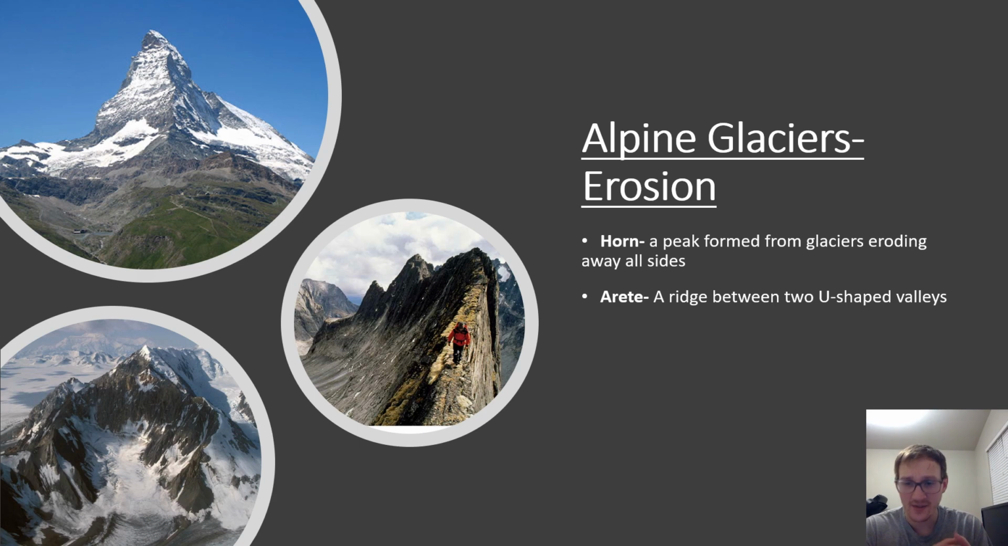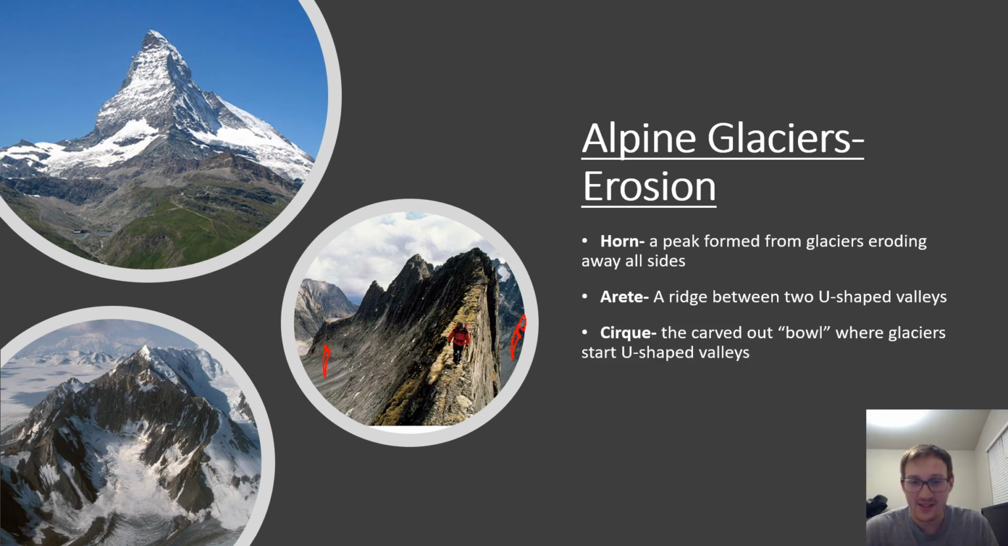Okay, an arête is a ridge between two U-shaped valleys, which you can see in this middle picture with this guy that's walking across it. So if you imagine there was a glacier on this side and there was a glacier on this side, and basically they cut out and they left kind of like a mohawk down the middle, that's called an arête.